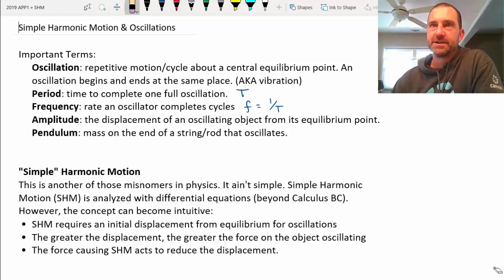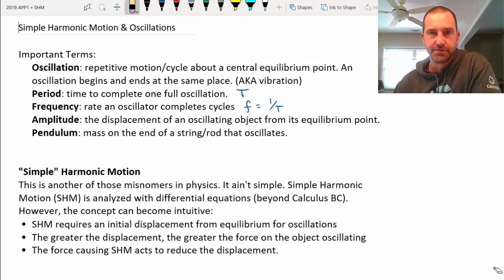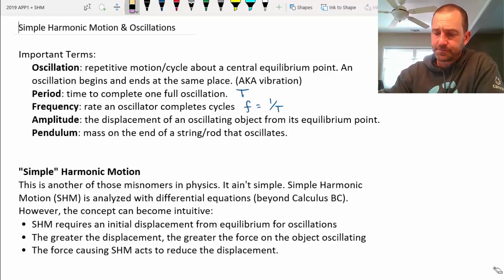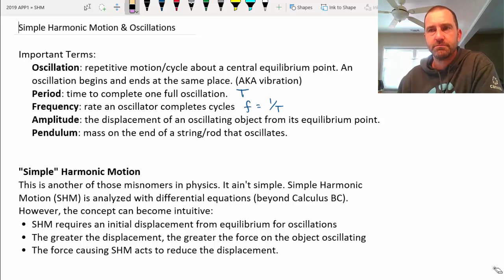But it's a misnomer in that it's not really simple. It's just the most fundamental of the harmonic motions that people approach in physics. You start here. It's the simple one. But while the mathematics isn't necessarily simple, the concepts can be pretty intuitive. It can make sense if you take a look at it.